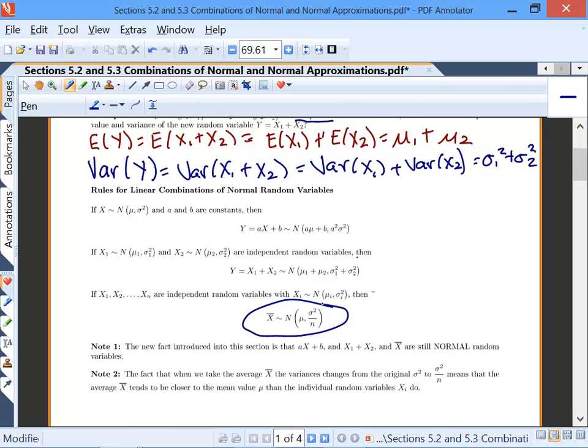Anyone heard of the central limit theorem? So this is our central limit theorem. Actually, look back up here. This one said if X is normally distributed. This said if X1 is normally distributed. But on this one, notice, did it tell us anything about the distribution of X1 through Xn? This is for any random variables.